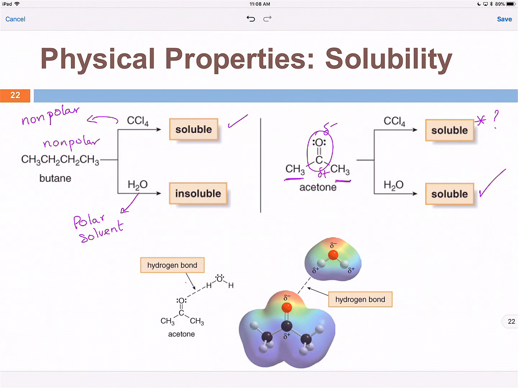So what kind of bonds are those? Carbon-hydrogen bonds. Polar or non-polar? How many of those do you have? 6 carbon-hydrogen non-polar bonds. The non-polar portion of the molecule is responsible for acetone being soluble in CCl4. Okay, so the organic compounds can be soluble in both.